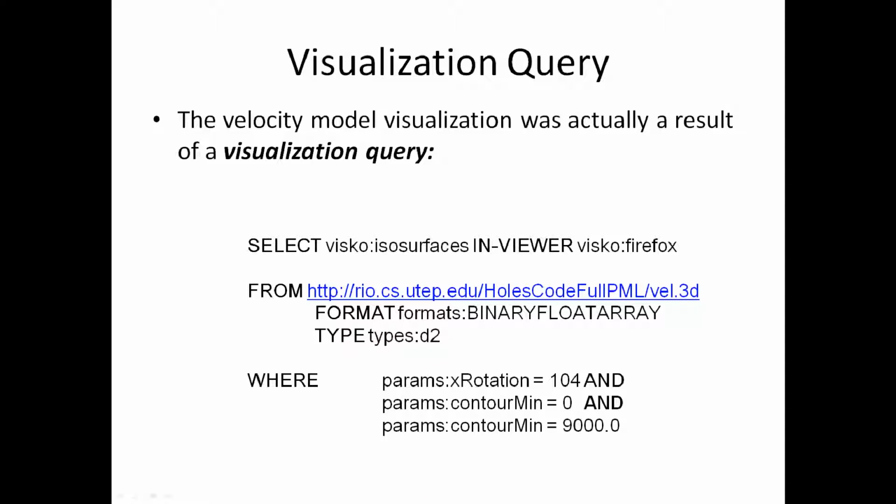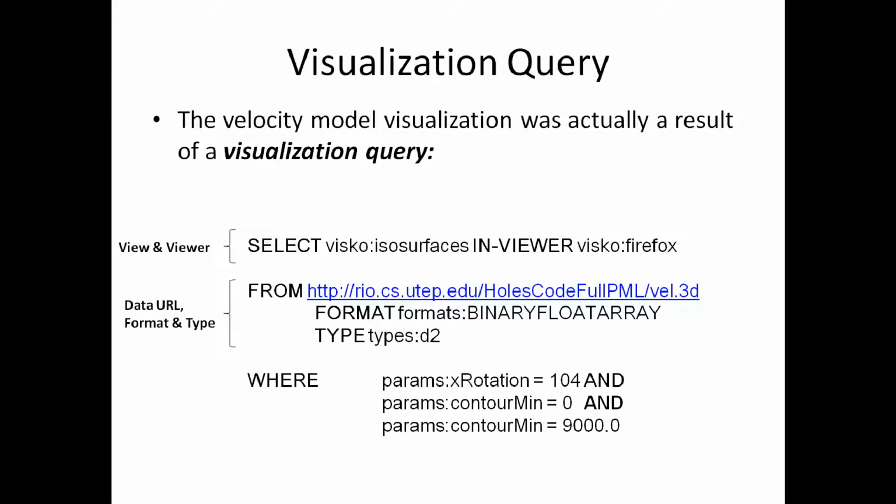Diving right in, our velocity model visualization is a result of what we refer to as a visualization query. Below is the visualization query whose execution resulted in the velocity model isosurfaces we saw at the beginning of our presentation. Breaking the query apart, we see that the select segment specifies what view we want our data represented as, isosurfaces, as well as what viewer we are using to present the result, Mozilla Firefox in this case. We could refer to these specifications as our visualization strategy.